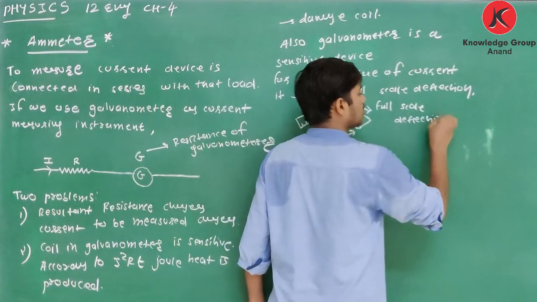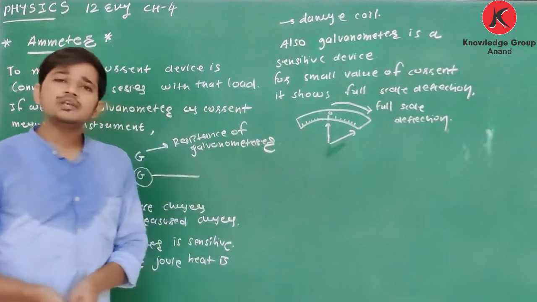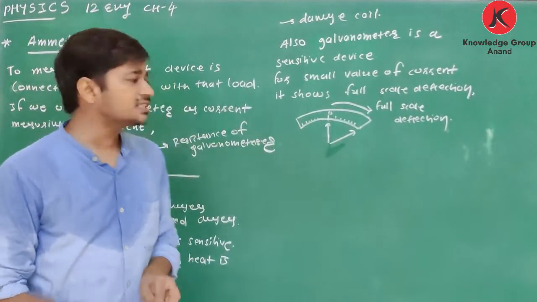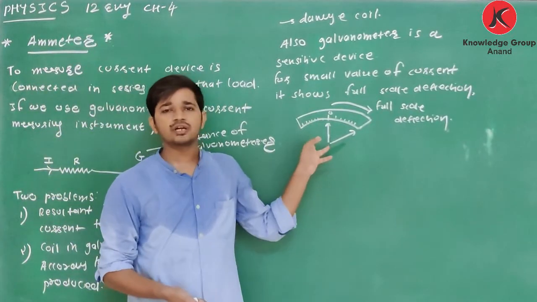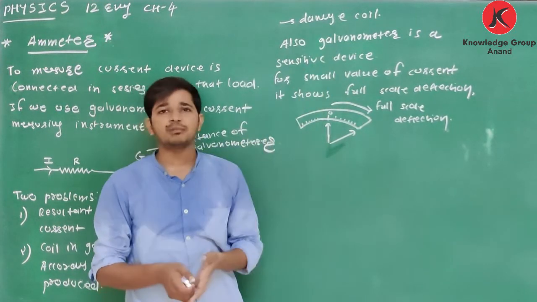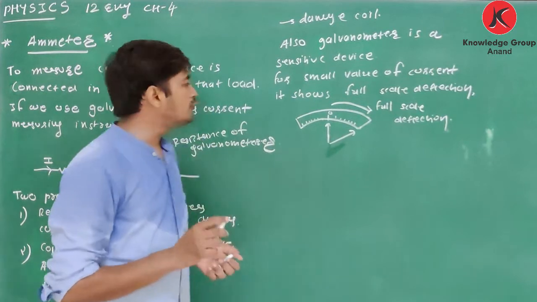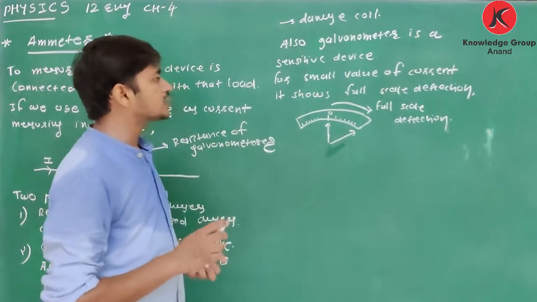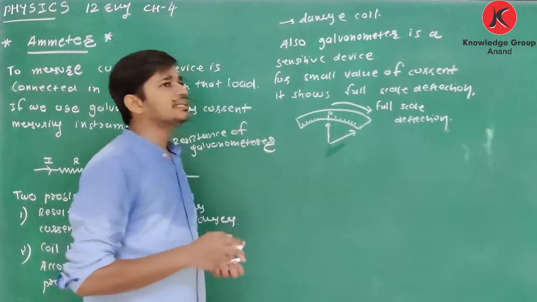For very small value of current. So if current is greater than this much amount of current, then obviously there are chances that this coil is damaged. Okay, and the value of current for which it shows full scale deflection is called current capacity.